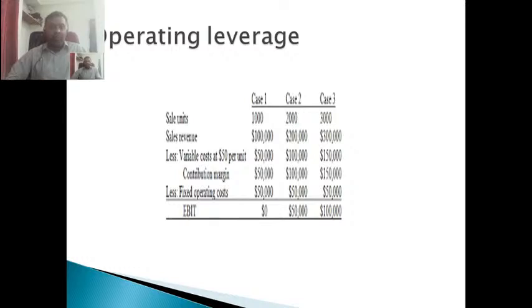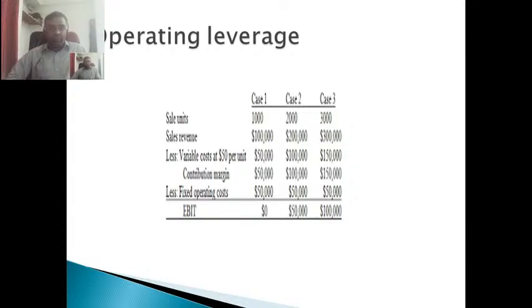EBIT is earnings before interest and income tax. Earnings before interest and tax, or profit. Let's not get confused with EBIT; in the general sense that is profit. By making small changes in your fixed cost and variable cost, you can actually increase your profit multiple times. We will see three examples here.